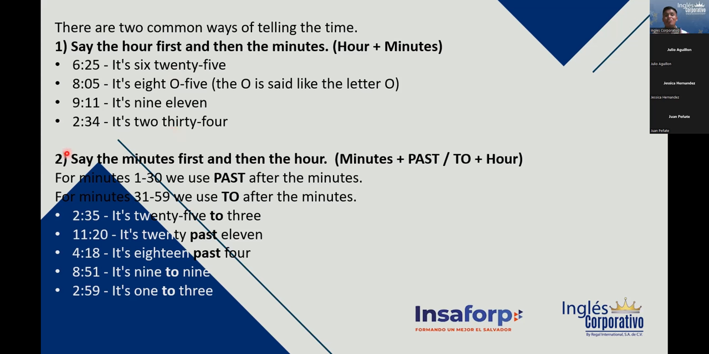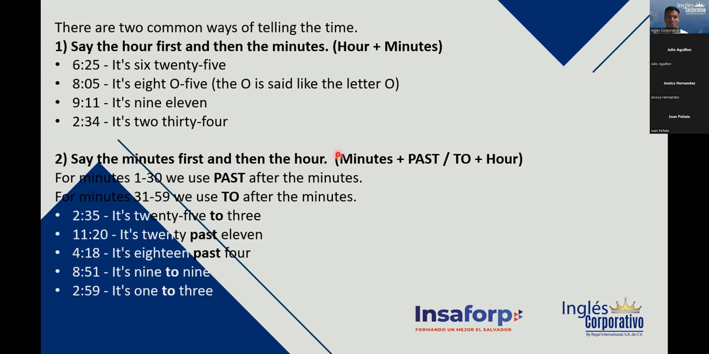Now, the number two, la número dos es la que más se les complica a las personas. Why? Let me explain you why. Del minuto uno, from minute number one to minute 30, del minuto 1 al minuto 30 vamos a usar la palabra past. From minute 31 to minute 59, del minuto 31 al minuto 59 vamos a usar la palabra to.